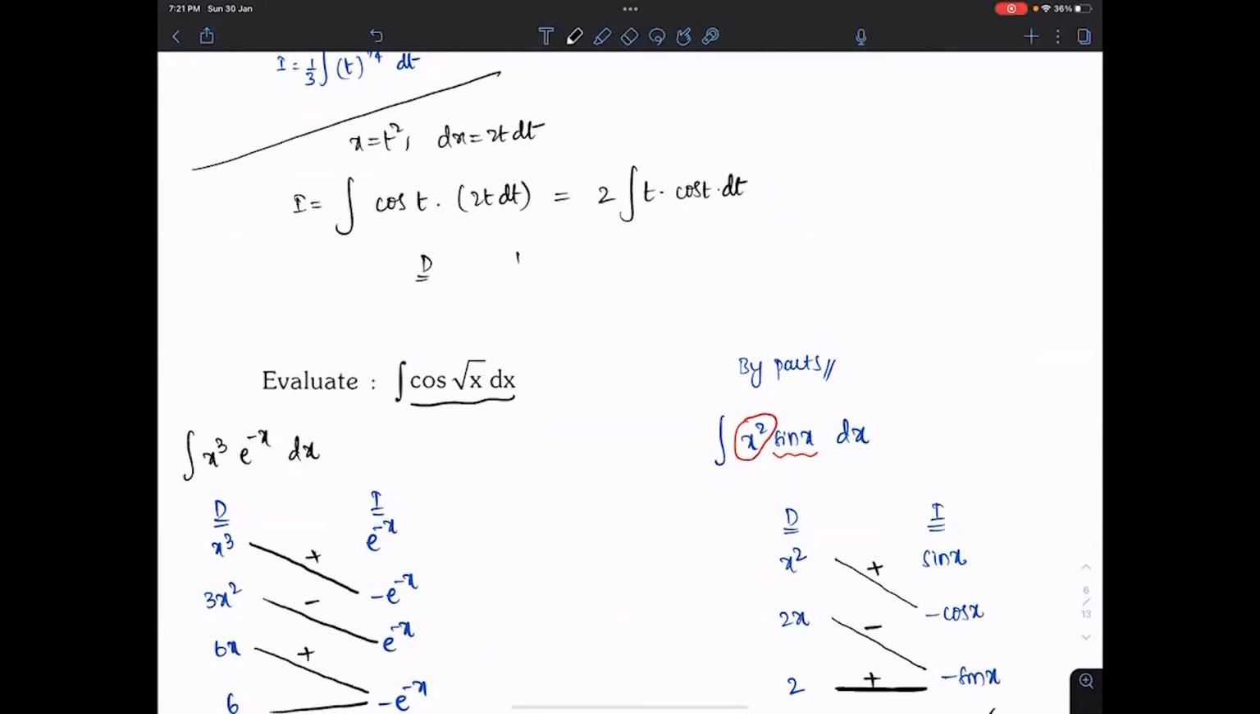One for differentiation, one for integration. Which one for differentiation? t. Integration, cos t. Derivative of t is 1. Integration of cos t is sin t. Enough. Plus, minus. So you just multiply directly: t into sin t minus the integral of sin t dt. That's all. You'll get the answer. Okay.